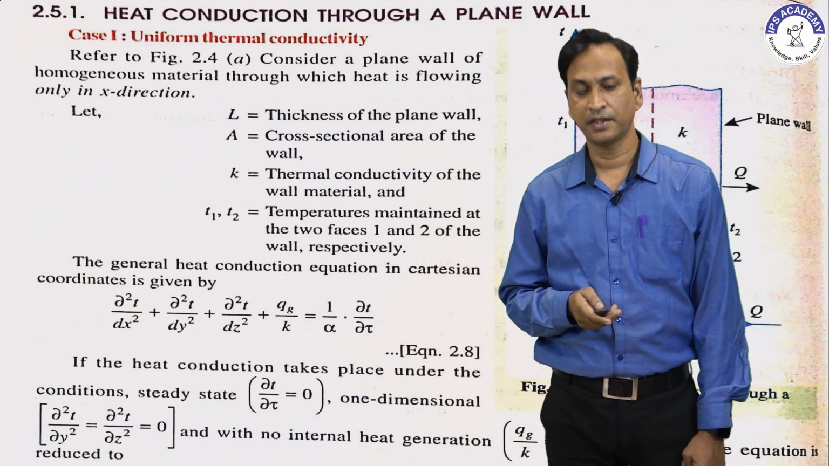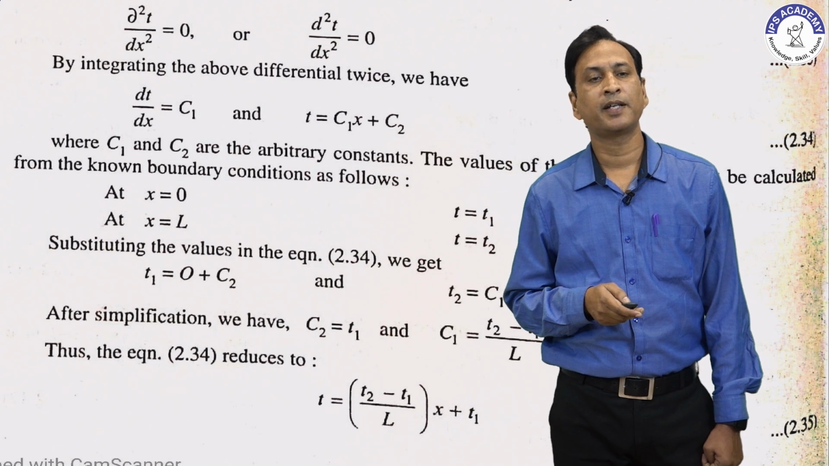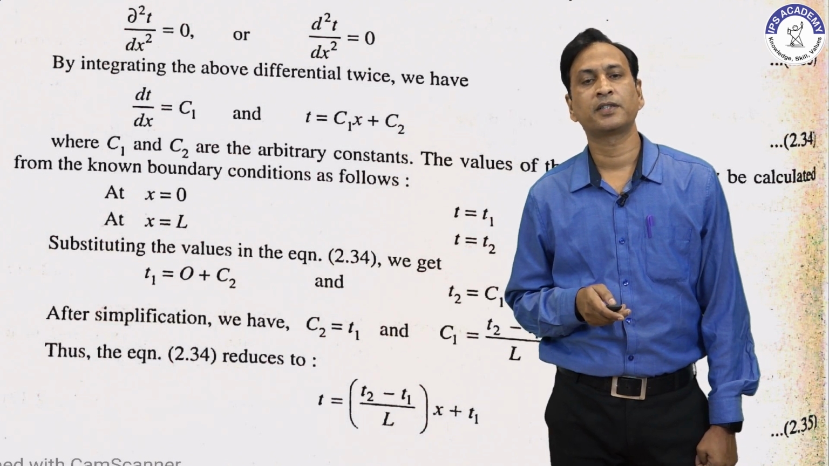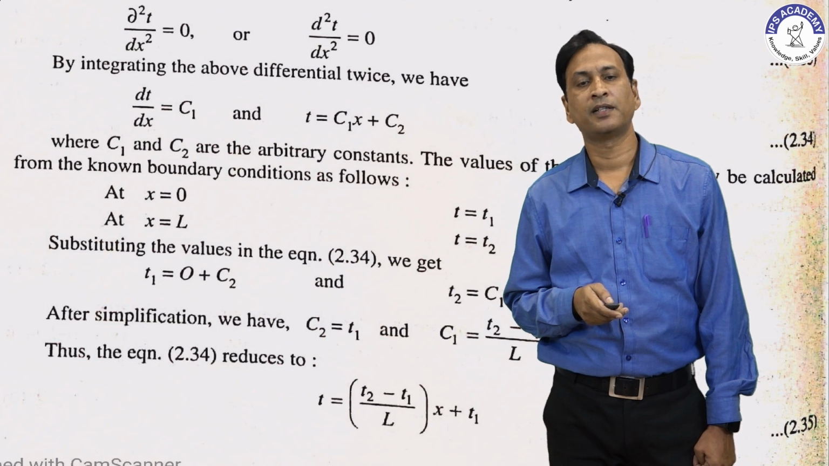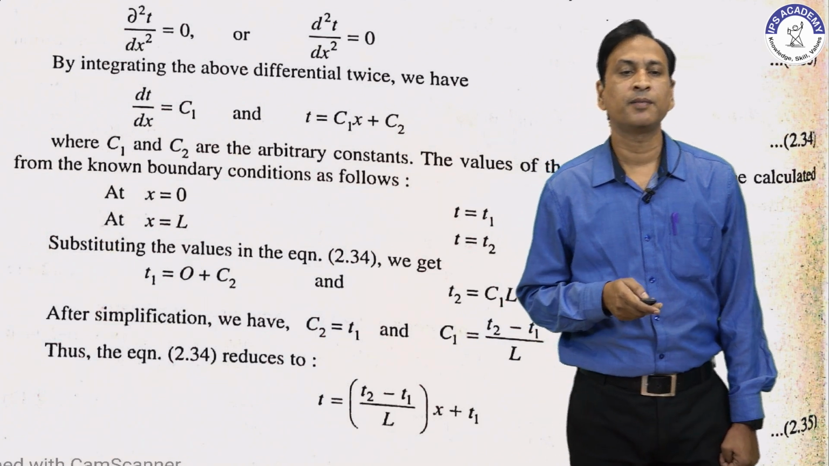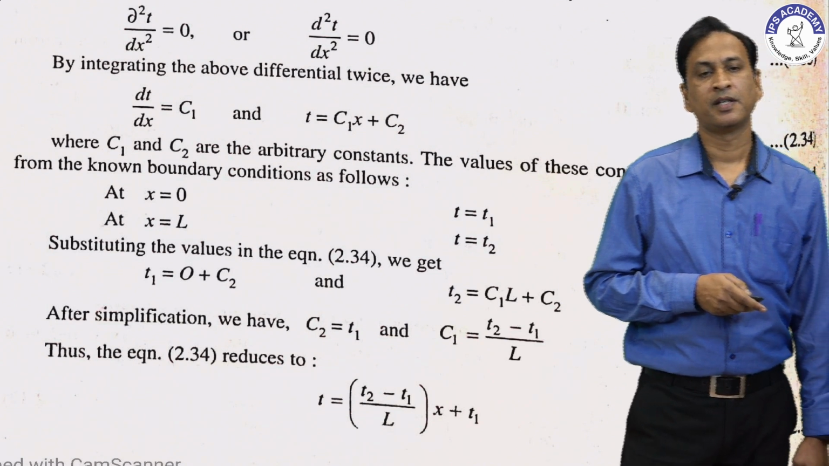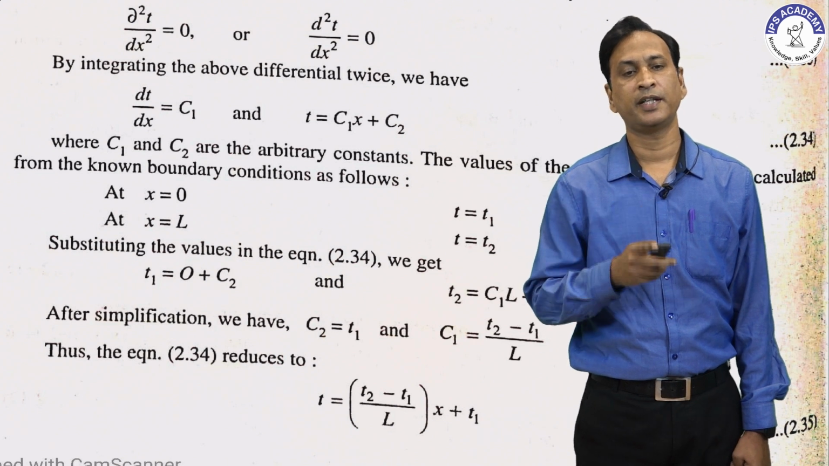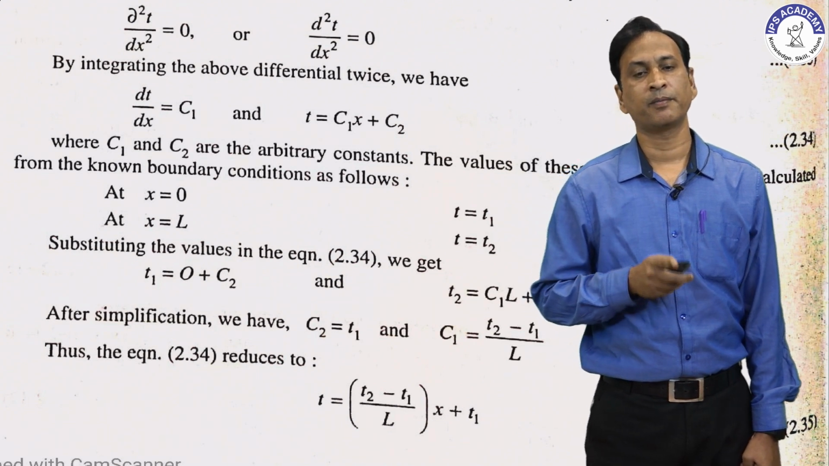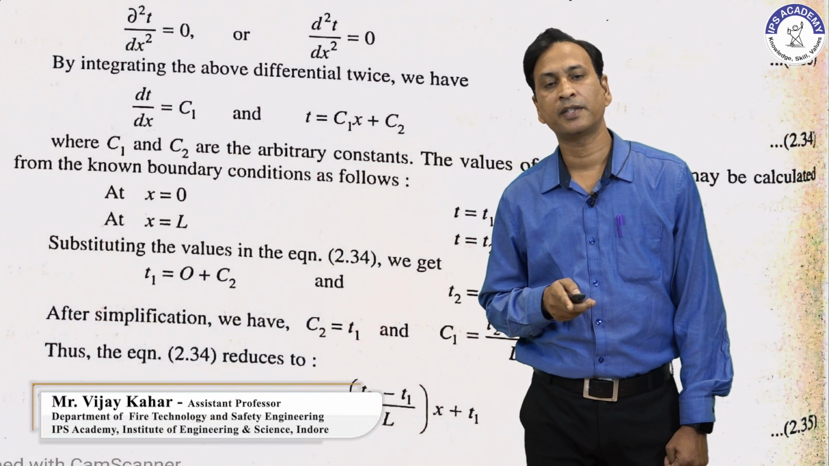Then the above equation is d squared T upon dx squared equal to 0. Simplifying, the equation is d squared T upon dx squared equal to 0. By integrating the above differential twice, the first integration gives dT upon dx equal to C1, and the second integration gives T equal to C1 into x plus C2, where C1 and C2 are arbitrary constants.